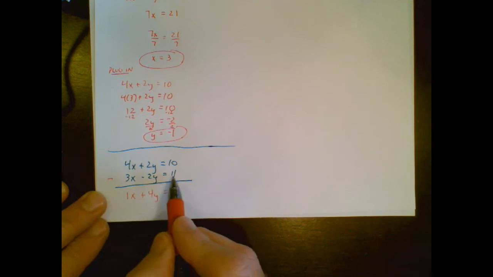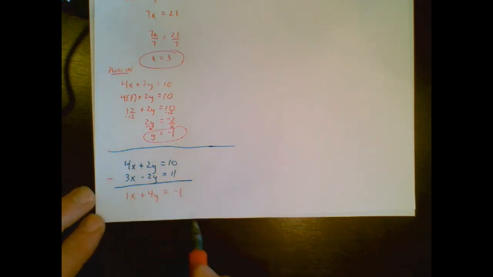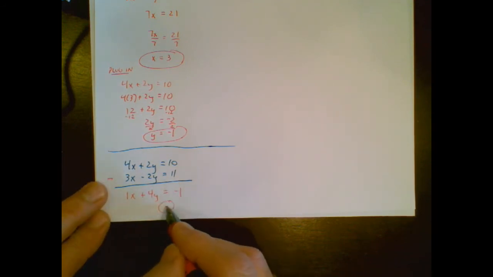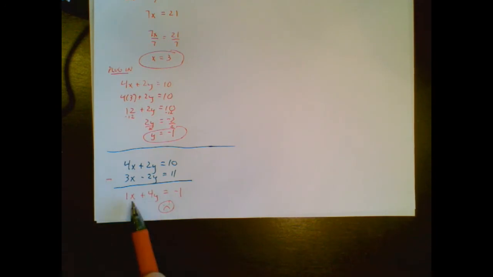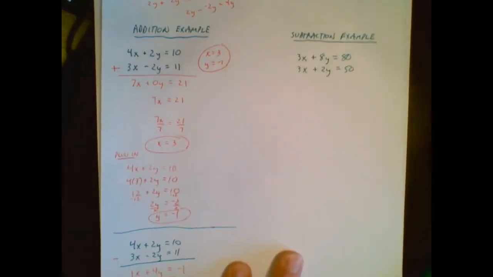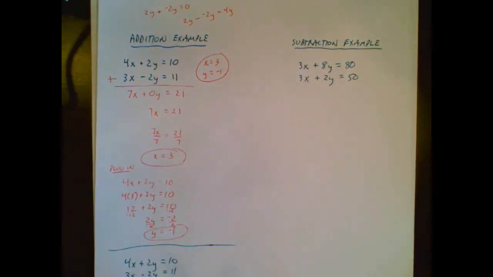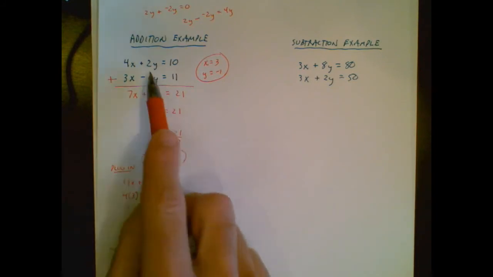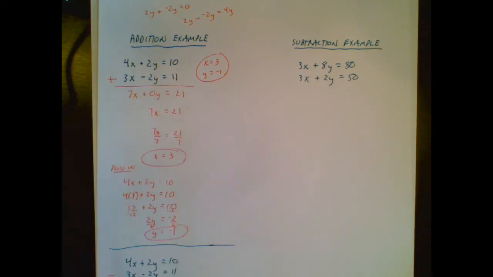And 10 minus 11 is negative 1. Well, this would make me sad because what I was hoping for was either my x term or my y term would go away. And it didn't, so that just tells me I made a bad choice. When I chose addition, my y term went away, leaving me with an easy equation to solve.